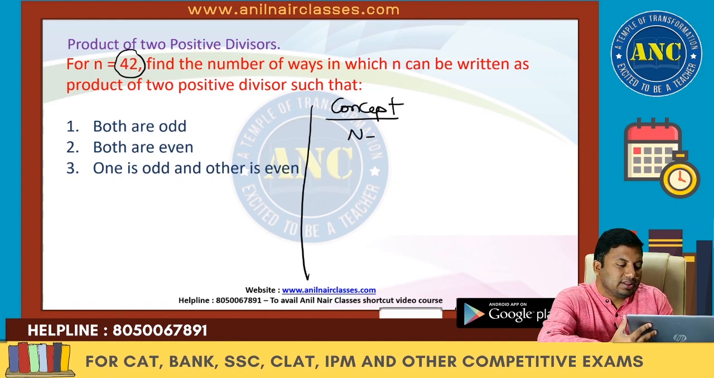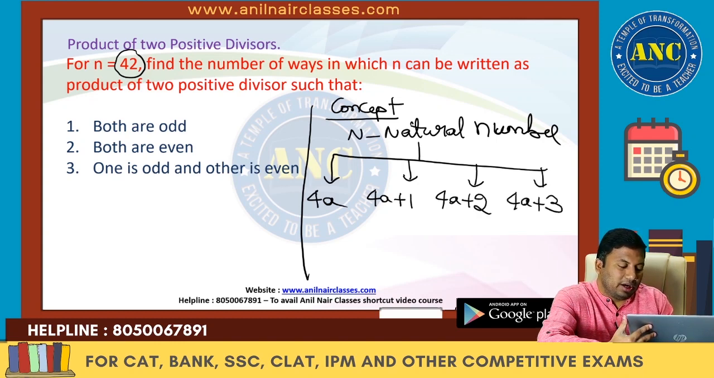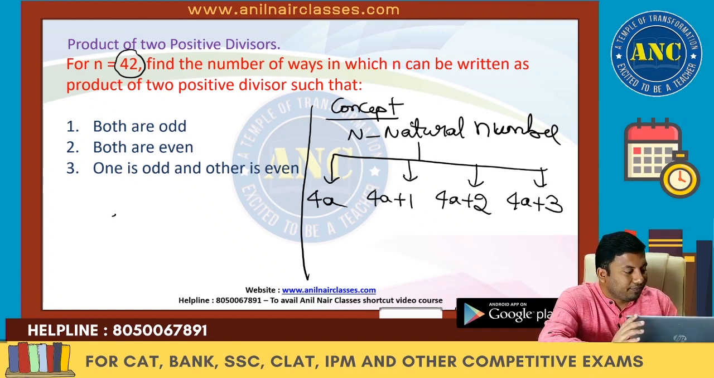The n is a natural number. Listen carefully to this concept. If n is a natural number, it can have these cases: either it will be divisible by 4, or it gives a remainder 1, or it gives a remainder 2, or it gives a remainder 3.